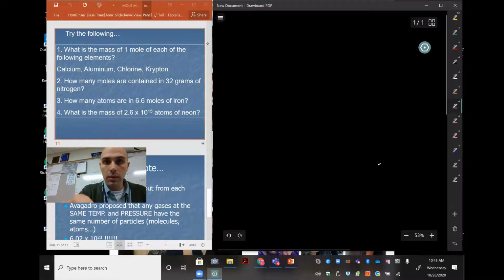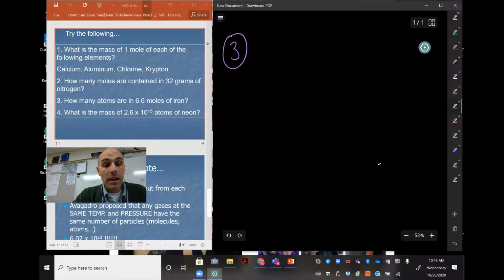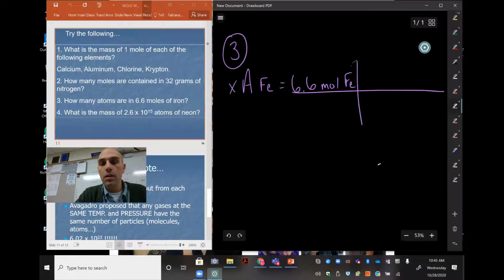Let's go with this one. 3. How many atoms are there in 6.6 moles of iron? Okay, so let's see. How many atoms? So X atoms, I'm just going to do a big A for atoms. X atoms of iron, Fe, equal 6.6 moles of iron. Regardless, what has to go on the bottom in order to cancel? That would be mole of Fe.